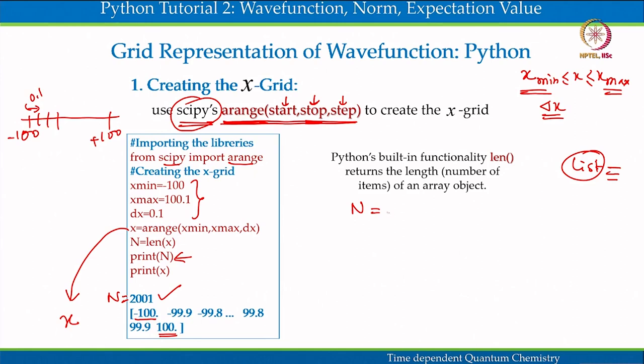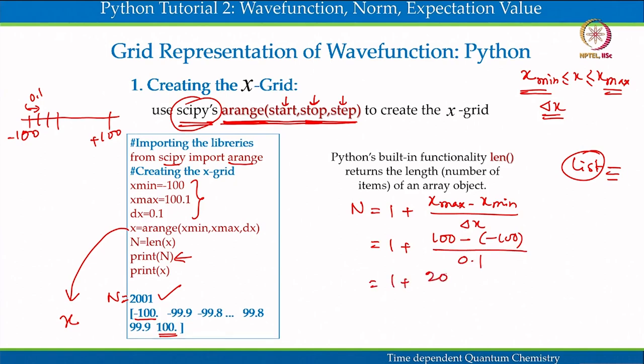So how many elements I have is given by n equals 1 plus x maximum minus x minimum divided by delta x, which is nothing but 1 plus 100 minus minus 100 divided by delta x equals 0.1, which is nothing but 200 divided by 0.1, which is 2001. So the length functionality is giving me the correct number of elements I have in the x grid.